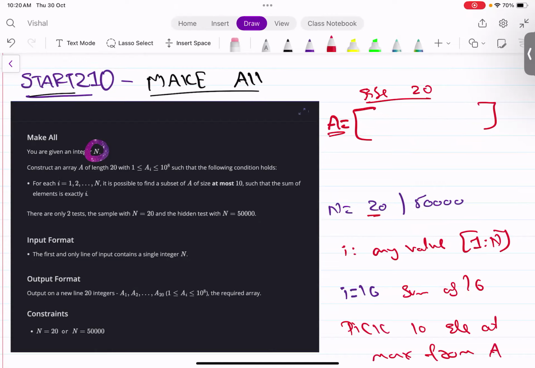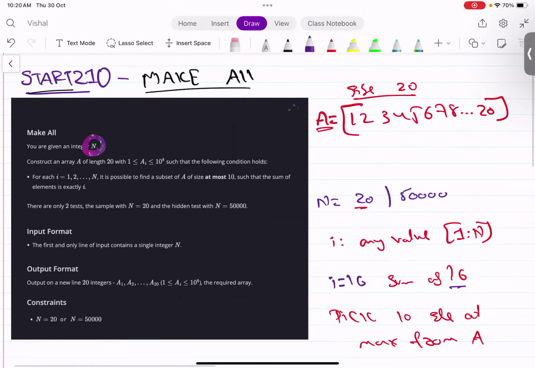if your array had values something like 1, 2, 3, 4, 5, 6, 7, 8 up to 20, and you have to generate a sum of 16, we have a couple of choices here. One choice is to just take 16 directly, which is also an answer. If you want 20, just take 20 directly. But this array would work only for input n equal to 20, right?